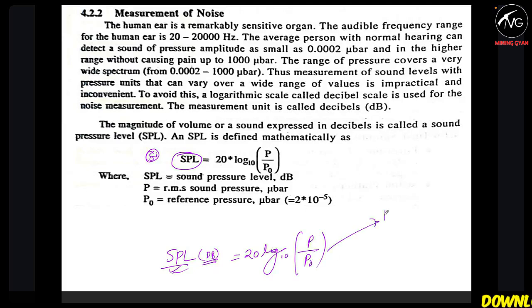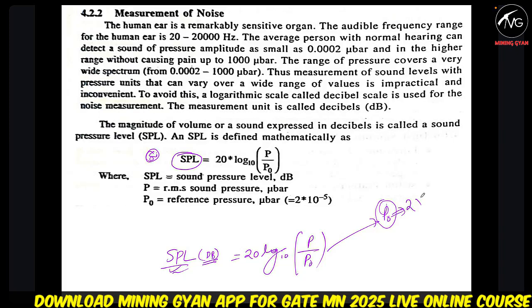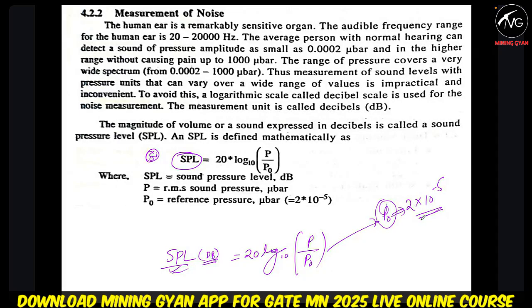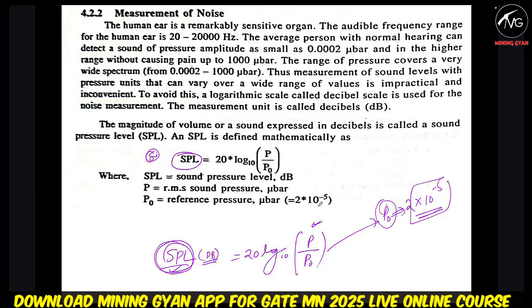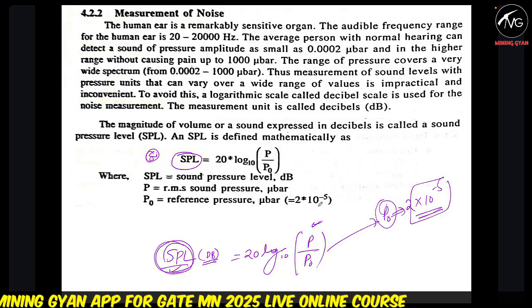P node is the reference pressure and it will be 2 into 10 to power minus 5. So this information you should remember. Sound pressure level is 20 log P by P node. And they will give you the P value and ask you to find the sound pressure level. We will do the numerical based on it. Just remember this formula.